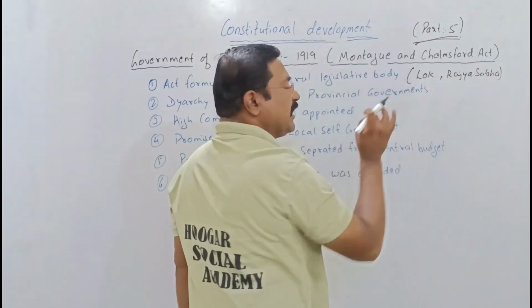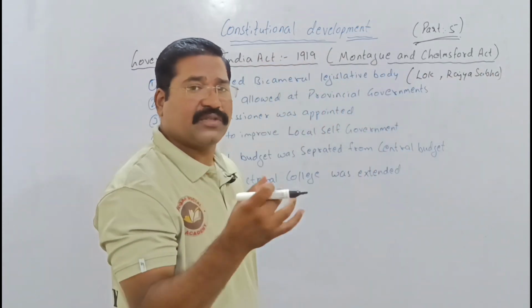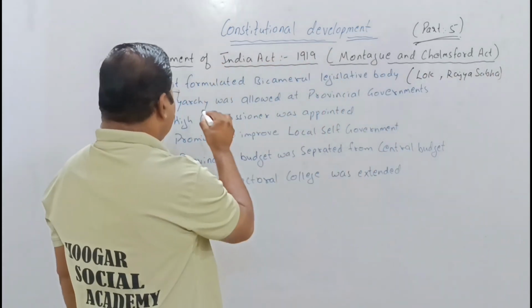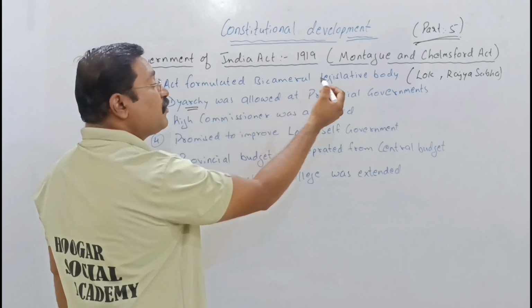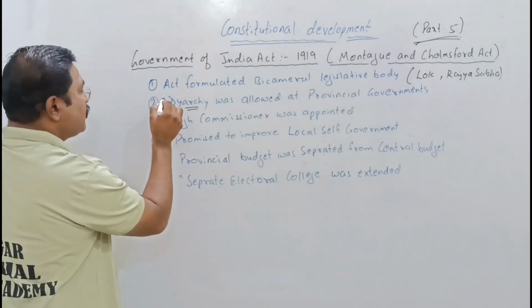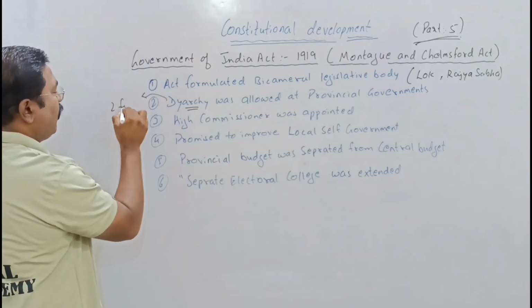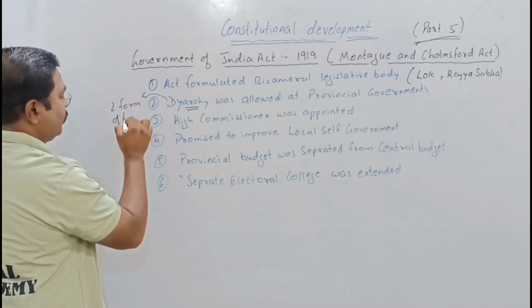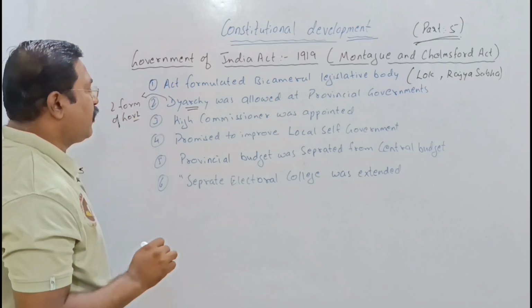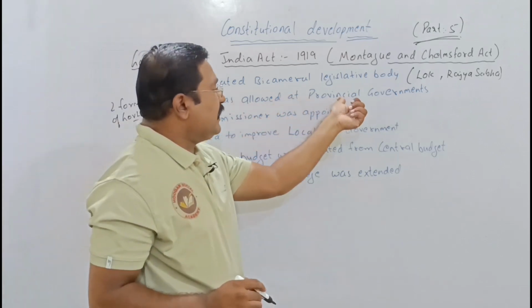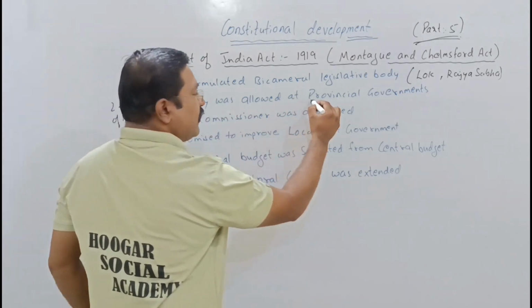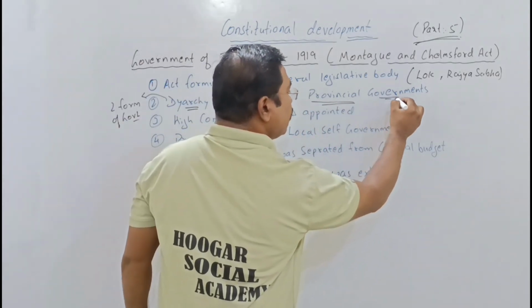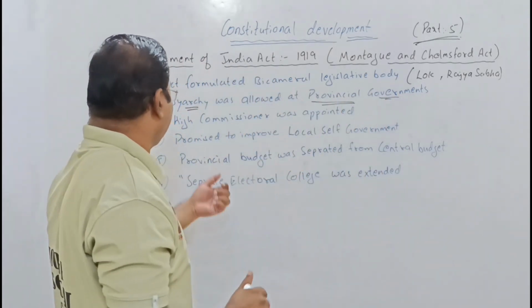Okay, two legislative body. Legislative body, the body which is going to frame up the laws. In the same way, Dyarchy was allowed to provincial government. Now, Dyarchy here refers to which one? It's a two form of government, Dyarchy. Now here Dyarchy was allowed at which place? In the provincial, at the state level.